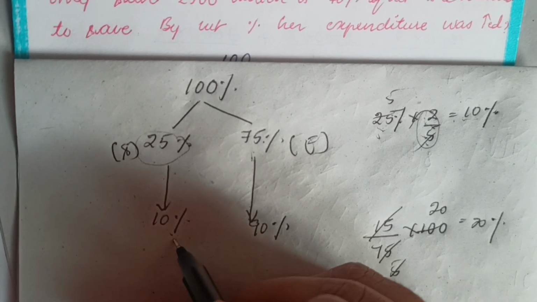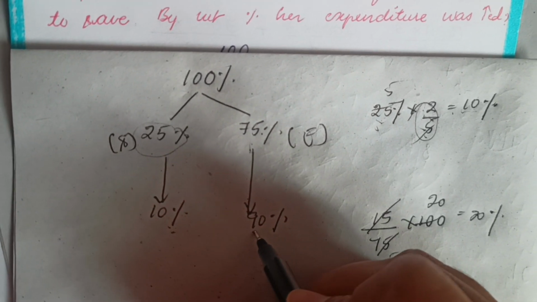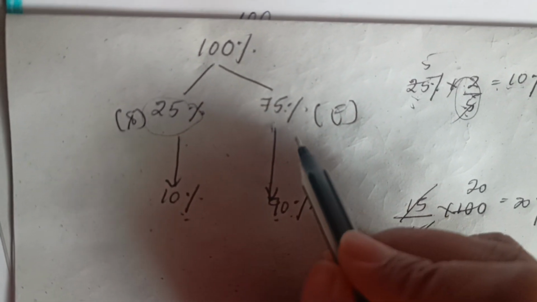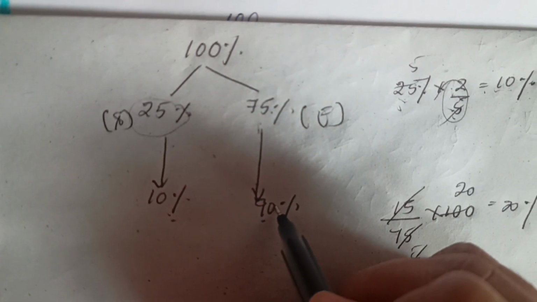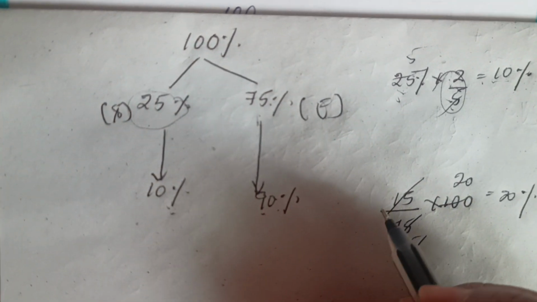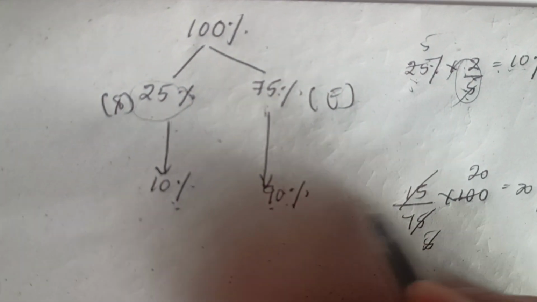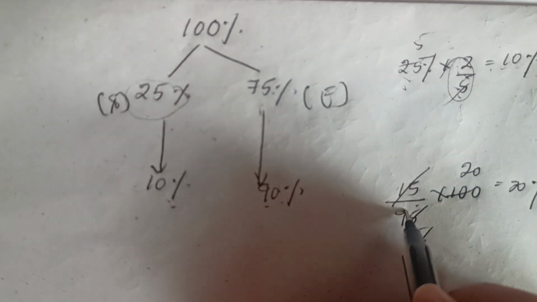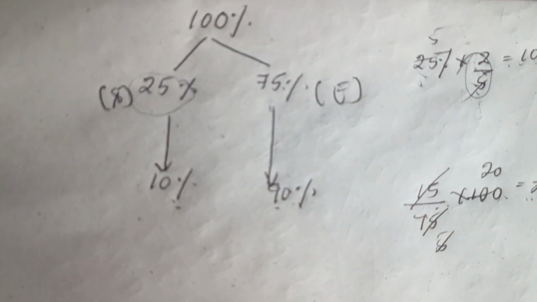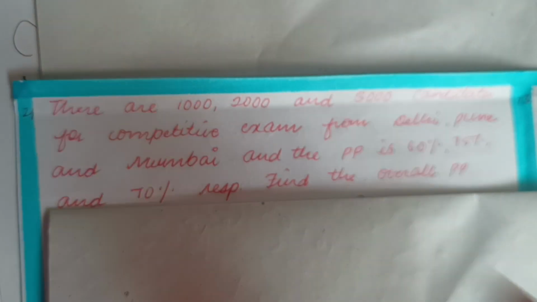So if this is 10%, obviously our expenditure will be 90%. Therefore we have to calculate the increase in her expenditure. So the increase will be 15. Earlier it was 75, so multiplying by 100 we will get 20%. So next question.